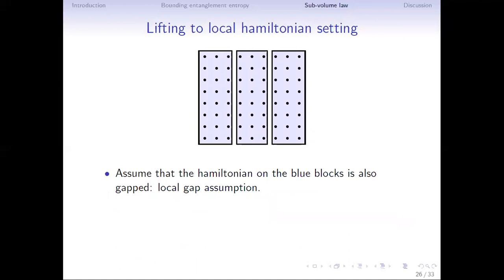Now let's try to run the same analysis in the 2D setting. Now we're back to the 2D Hamiltonian system that I discussed earlier. As in the previous slide, let's divide the Hamiltonians into blue blocks. Note that we're missing out some Hamiltonians here, which will matter very soon. And let's assume that the Hamiltonian in the blue blocks is gapped by the local gap assumption.